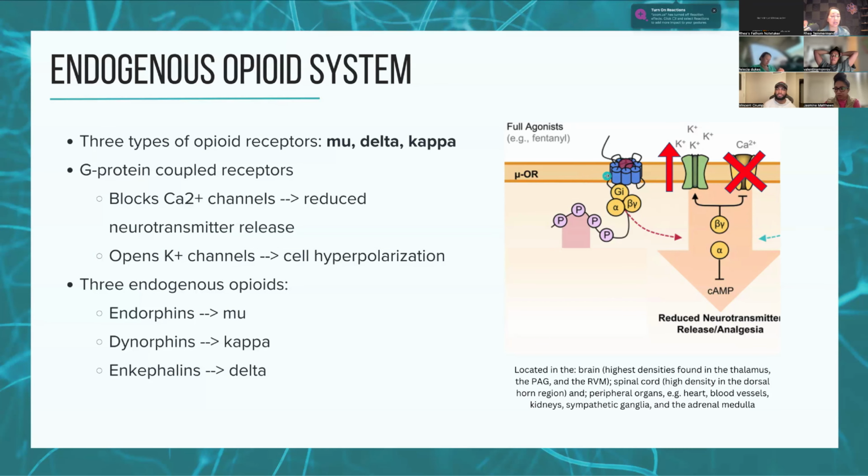So blocking calcium channels reduces neurotransmitter release. Opening potassium channels causes hyperpolarization, and that action potential cannot be formed and transmitted down the rest of the second order neuron. So these are the three endogenous opioids that we give. When we give exogenous opioids like fentanyl, dilaudid, anything else with a methadone, it's going to stimulate these same receptors in the spinal cord. So that's our spinal analgesia.